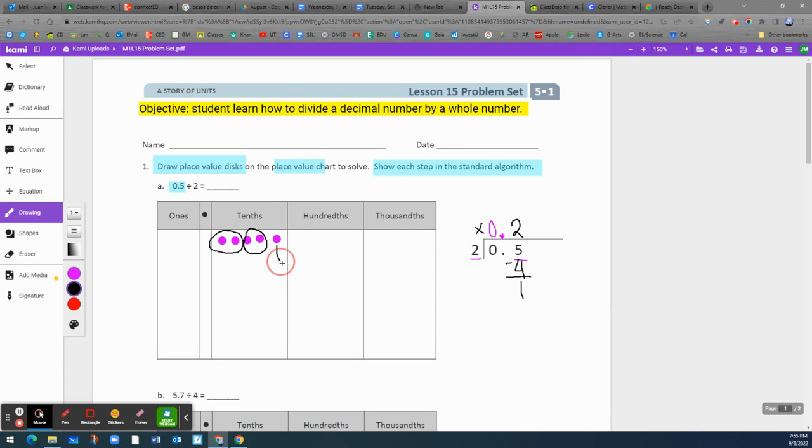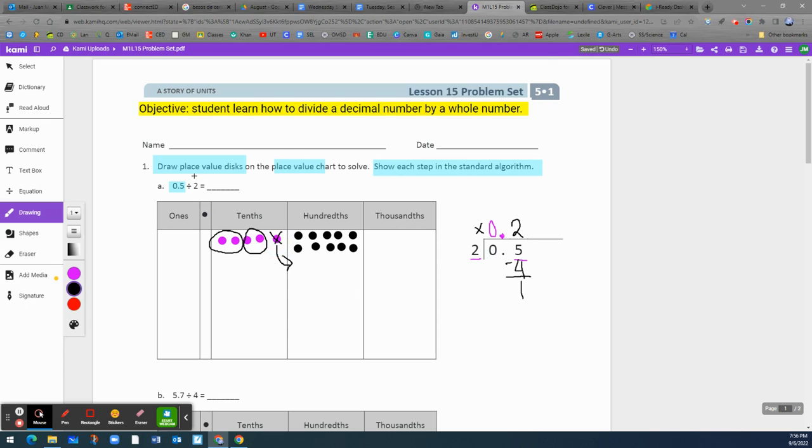We're going to turn the 1/10 into hundredths. So now we know that there are 10 hundredths in 1/10. So we're going to do that. 1, 2, 3, 4, 5, 6, 7, 8, 9, 10. And now, as you can see, we turn this one 1/10 into hundredths. So now we have 10 hundredths.